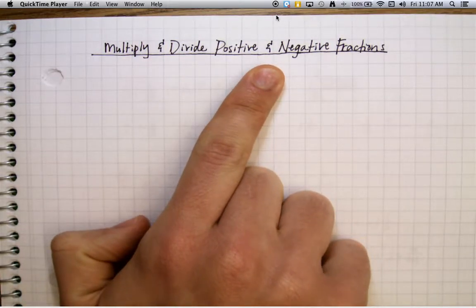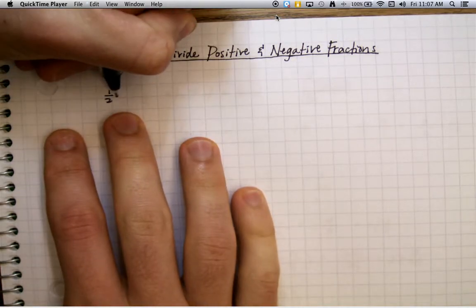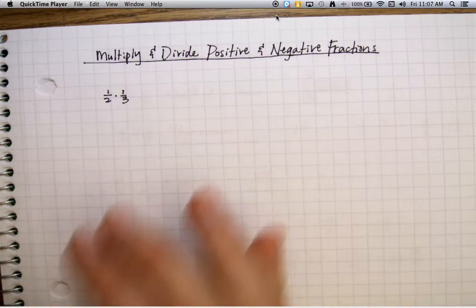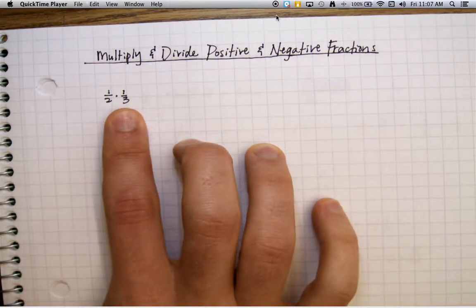I want to start with some basics and some pictures. I'm going to start with a simple example like 1/2 times 1/3. Now, when I see that, I think of this as finding half of a third. What is half of a third?